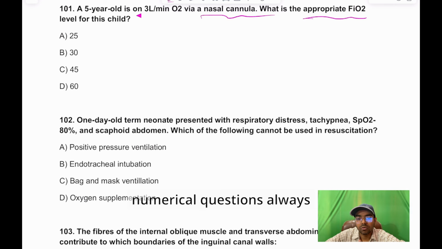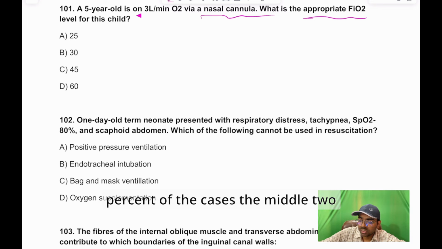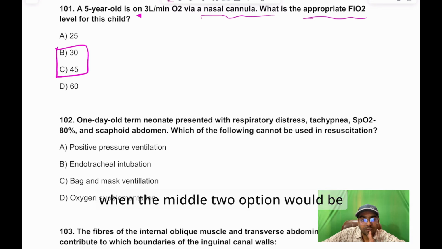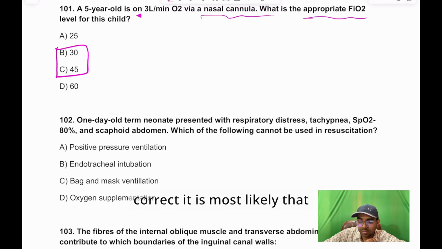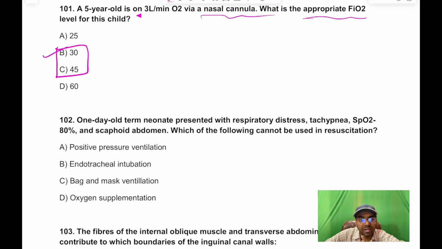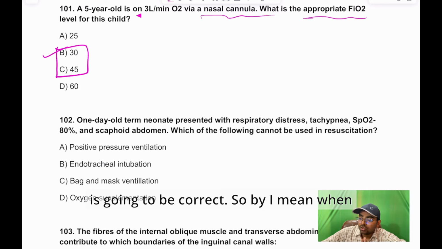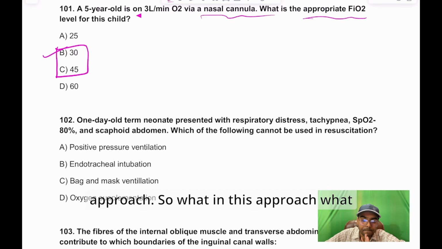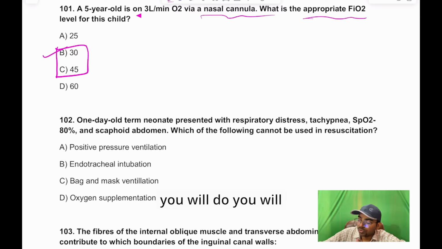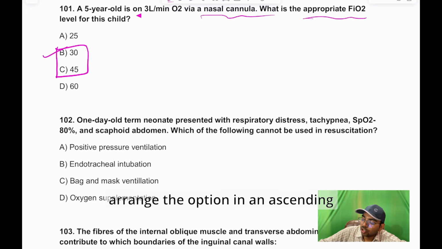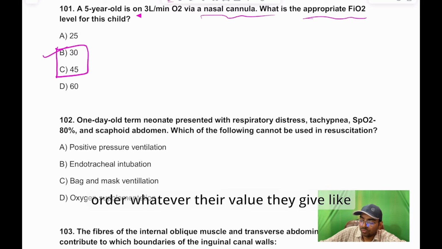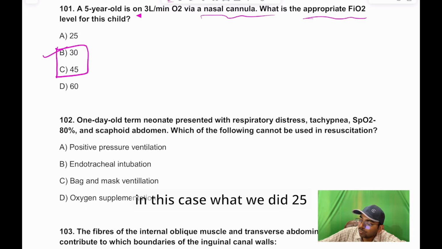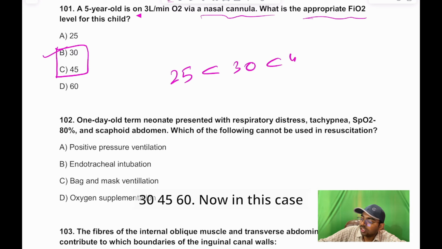See, in this type of numerical question, always remember that the examiner is going to give you, in 90% of the cases, the middle two options as correct. And when the middle two options are correct, it is most likely that the lower value is going to be correct. So when you are left with no ammunition, you can go for this approach. What you will do is arrange the options in ascending order, whatever values they give. Like in this case, 25, 30, 45, 60.